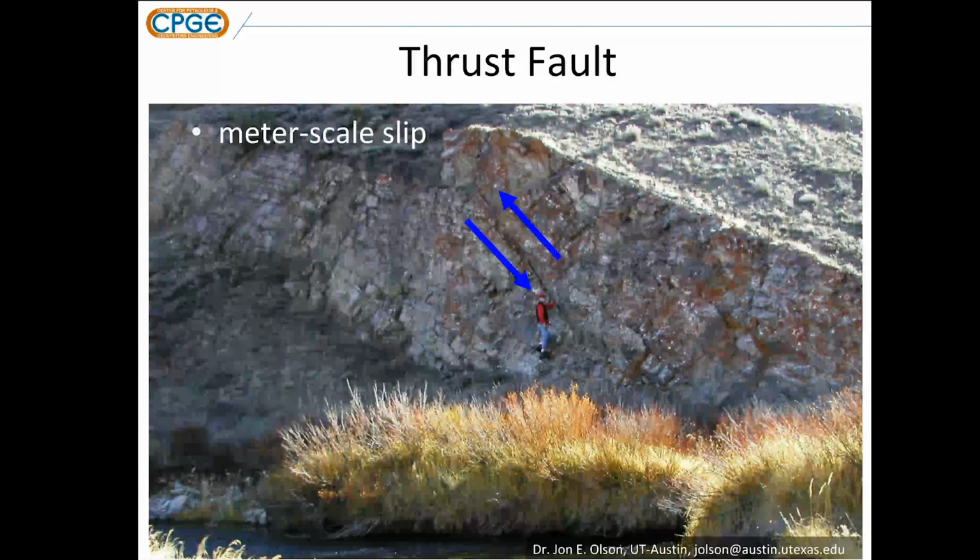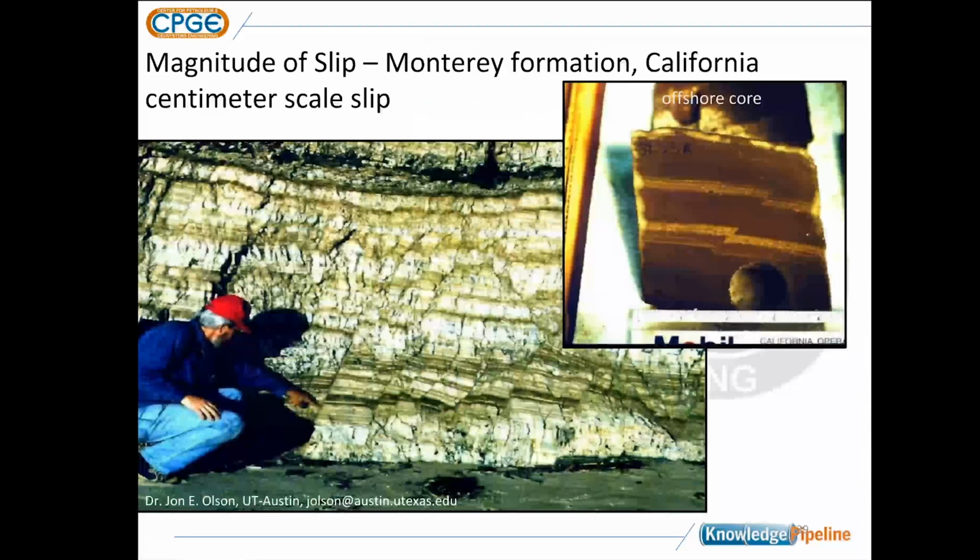Here are some examples from the coast in California of the Monterey Formation, which is sometimes an example of a shale, unconventional shale-type production, although it's got a lot of other lithologies in it too. You can see the geologist pointing at the fault there, which has a centimeter scale of offset. In the upper right, you can see a core from offshore Santa Barbara, where the scale of slip on that particular fault is something on the order of maybe half a centimeter.